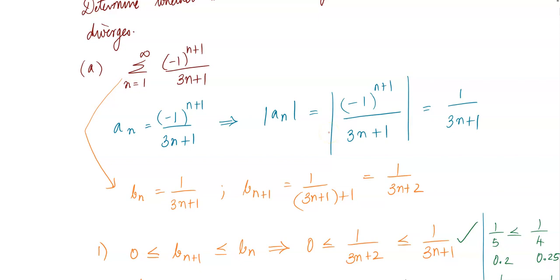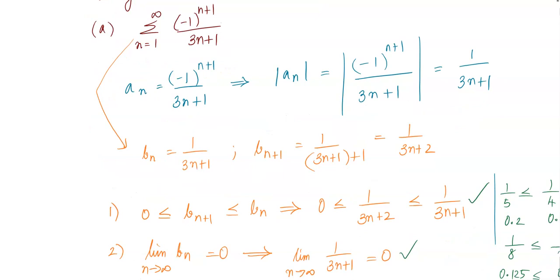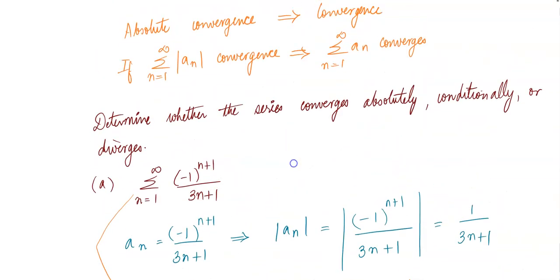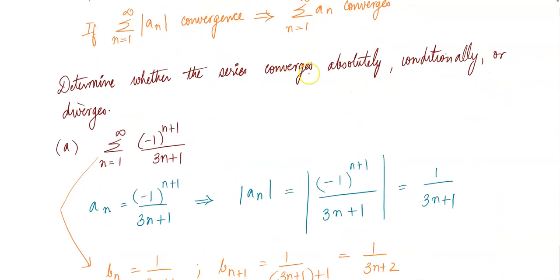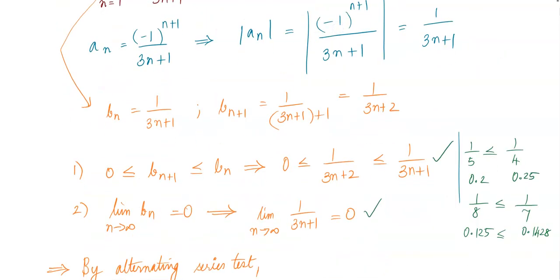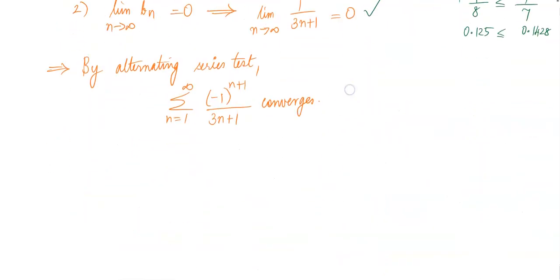We know that the series is not divergent because we were able to show that an converges. The question says determine whether it converges absolutely, conditionally, or diverges. So the divergence condition is ruled out because an converges. We just need to worry about the absolute value of an. To check if the absolute value of an converges or diverges, we are going to use the limit comparison theorem.